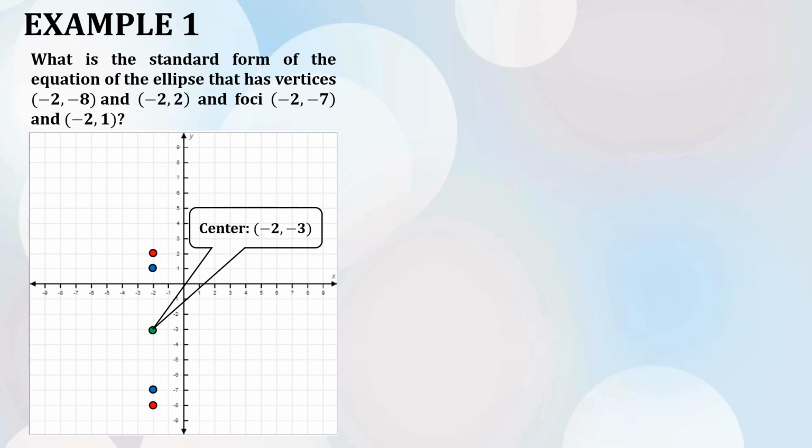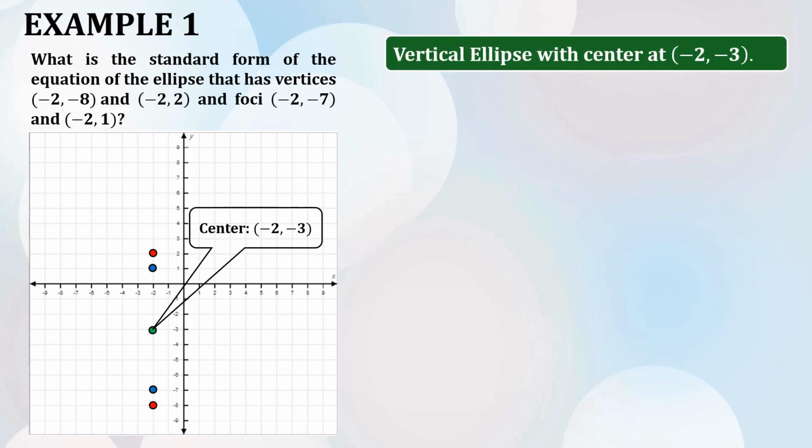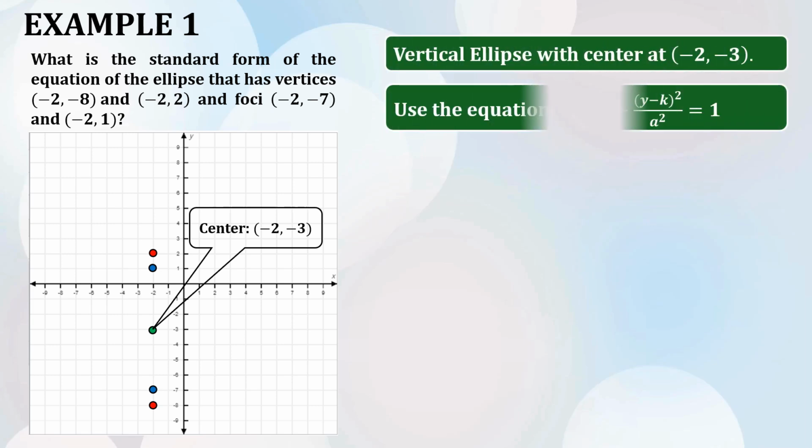From the location of the points in the plane, we can see that the major axis is parallel to the y-axis. Therefore, it is a vertical ellipse with center at (-2, -3), and we will use the equation: the quantity (x minus h) squared over b squared plus the quantity (y minus k) squared over a squared equals 1.